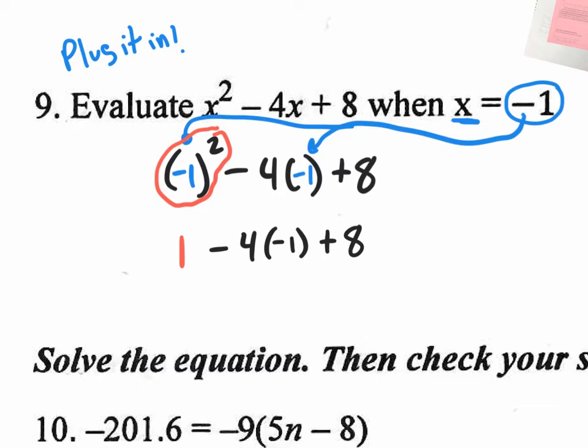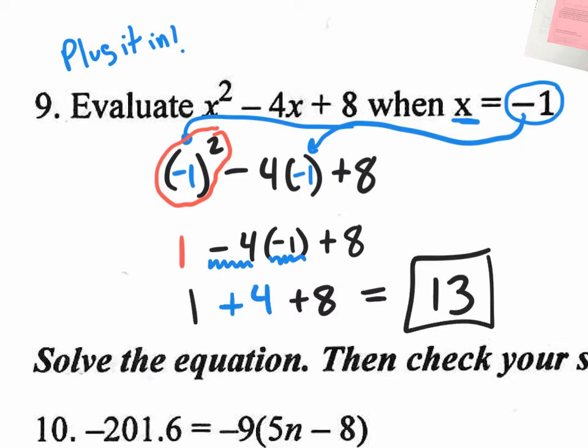You then move on to multiplication or division. Do we have multiplication or division? Yeah, right here, right? You have subtraction, multiplication, and addition. Of course, you're going to multiply before adding or subtracting. So the way I would do this, I would call this a -4 times a -1. And that'll make it a +4. And of course, bring down the 1 in the front and the +8 at the end. Now it's all pure addition. From left to right, I will get 13 as my final answer.